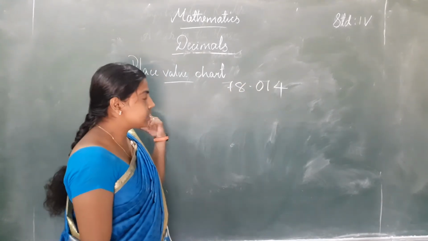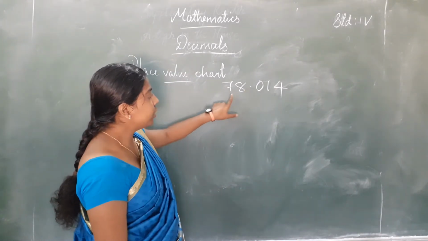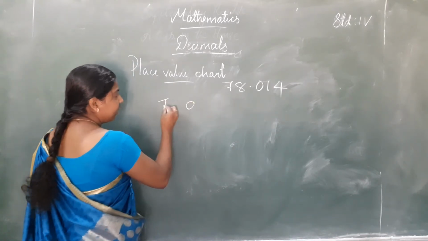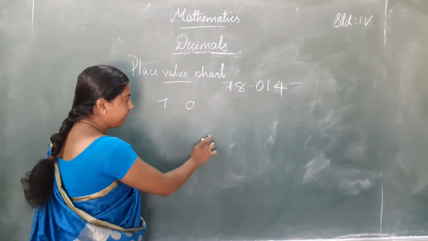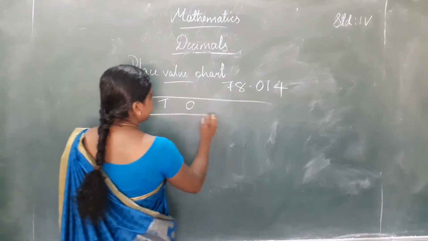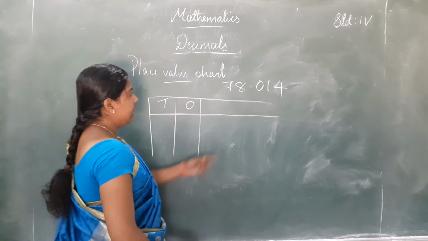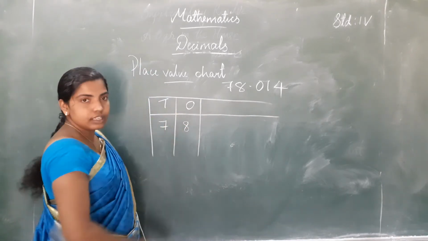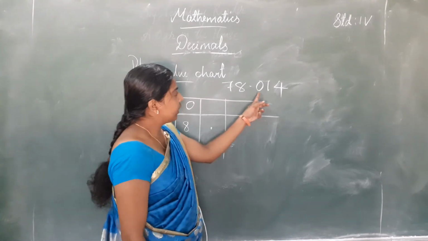78.014. Now let us draw the place value chart and do. See here, before decimal point, 2 places are there. So 1's place and 10's place is there, and a place to put the point that we have to leave here. Then, okay, 10's place, 1's place, and the number in the 1's place is 8. Number in the 10's place is 7. After that, a decimal point is there. Then 3 places are there.